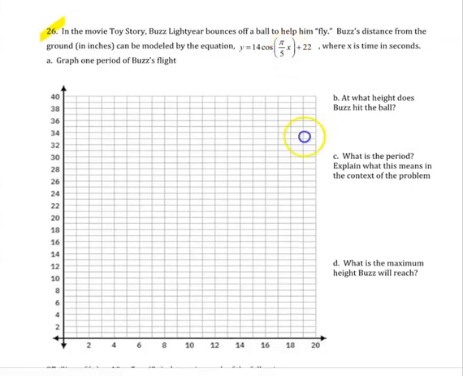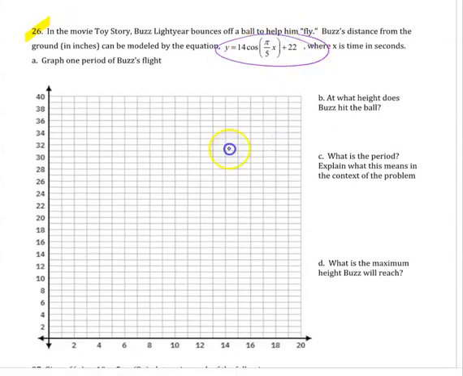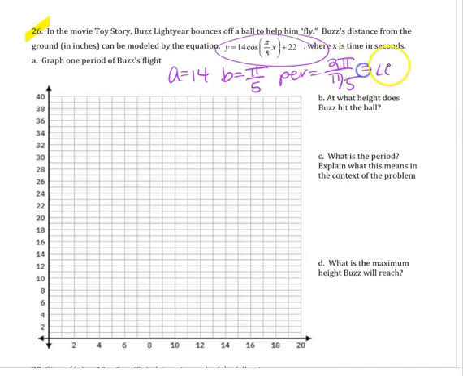So if I go through my ABCs of graphing here, my amplitude's 14, my frequency is pi over 5, which means the period is 2 pi over pi over 5, which is 10. Now, the midline is at 22. So if I want to graph this, I'm going to put in my midline first.